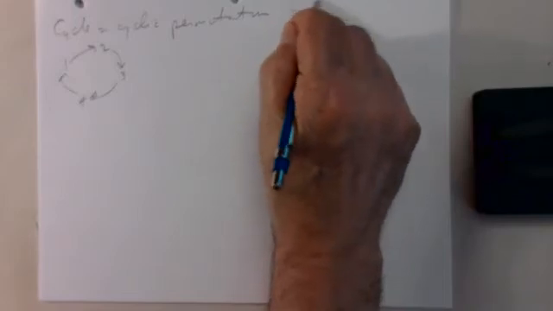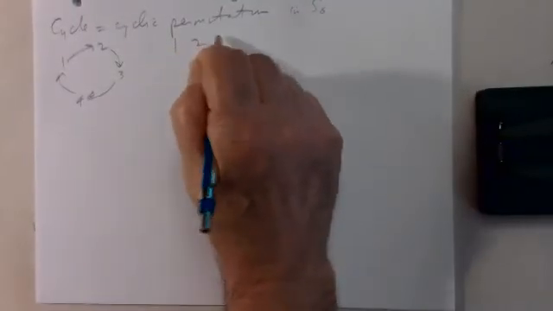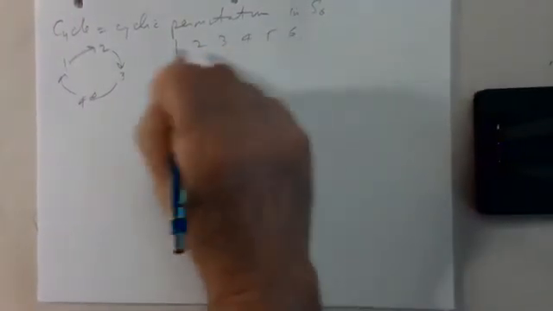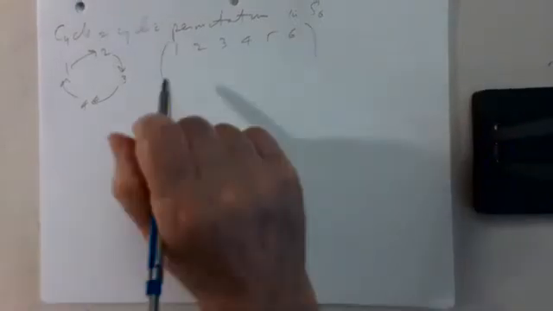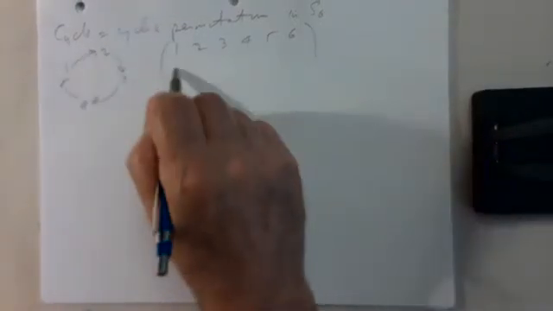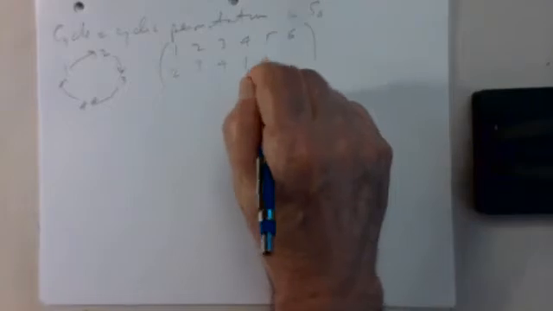Let's say this is the permutation in S6. 1, 2, 3, 4, 5, 6. If you write this in the standard form, 1 goes to 2, 2 goes to 3, 3 goes to 4, 4 goes back to 1, and anything not in this circle of numbers stays where it is. 5 goes to 5, and 6 goes to 6.